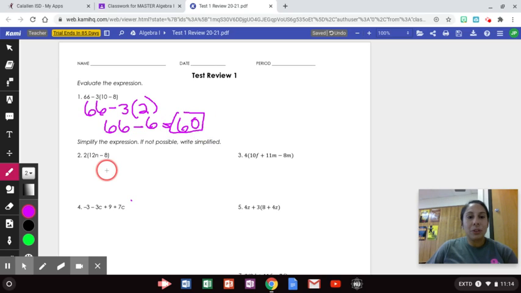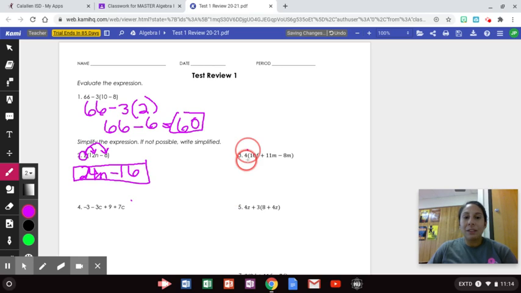Okay, problem 2. Here it says simplify the expression, and if not possible, you're going to write the word simplified, which means you can't do anything. Okay, so 2 is on the outside. So that 2 is going to get distributed into your parentheses. So we're going to get 2 times 12n, which is 24n, and then 2 times minus 8, that becomes a minus 16. So this is my answer, 24n minus 16.